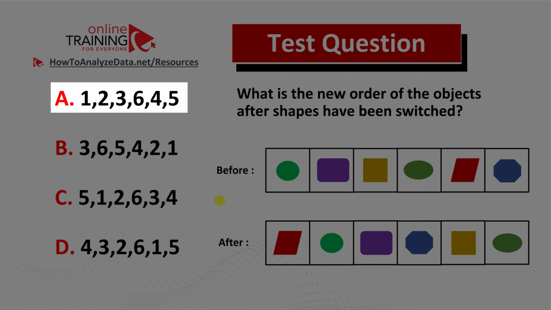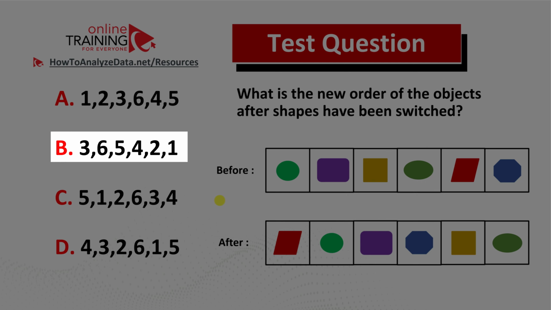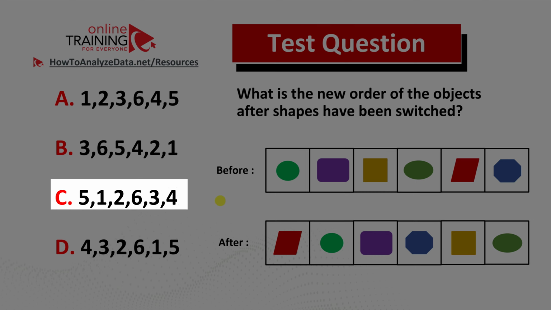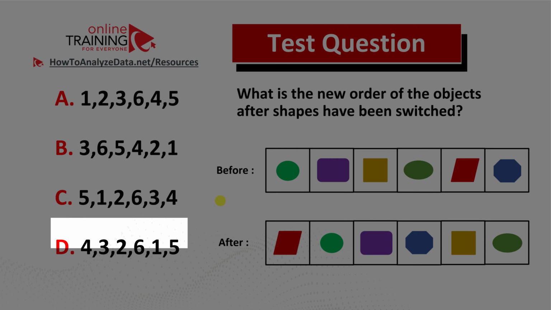1, 2, 3, 6, 4, 5. Choice B for the new order. 3, 6, 5, 4, 2, 1. Choice C for the new order. 5, 1, 2, 6, 3, 4. And choice D, 4, 3, 2, 6, 1, 5. Do you think you know the answer?